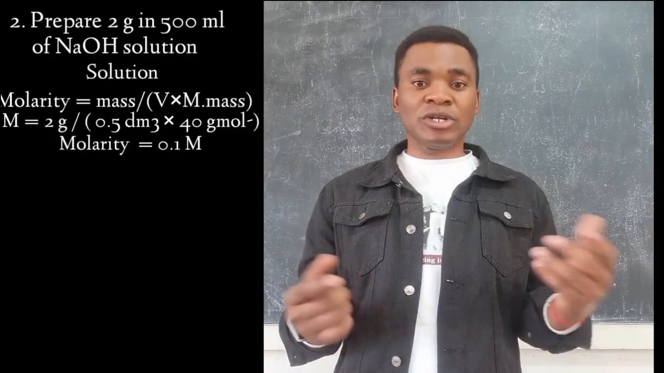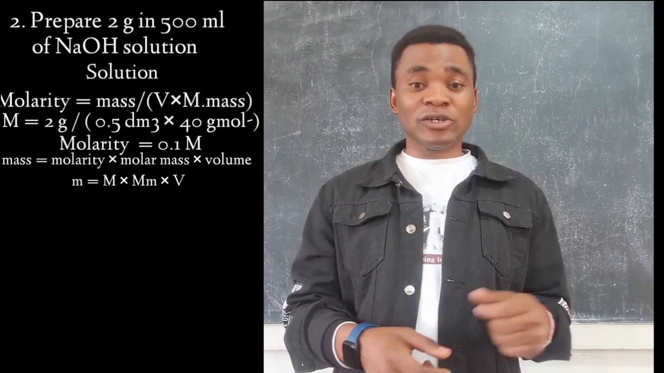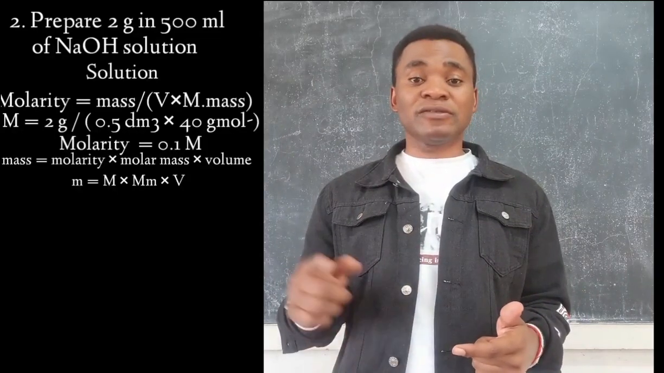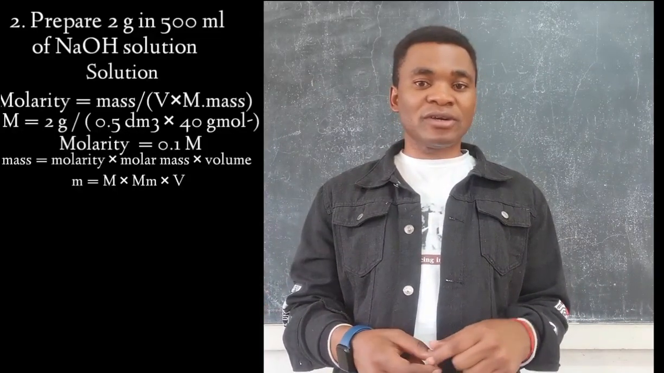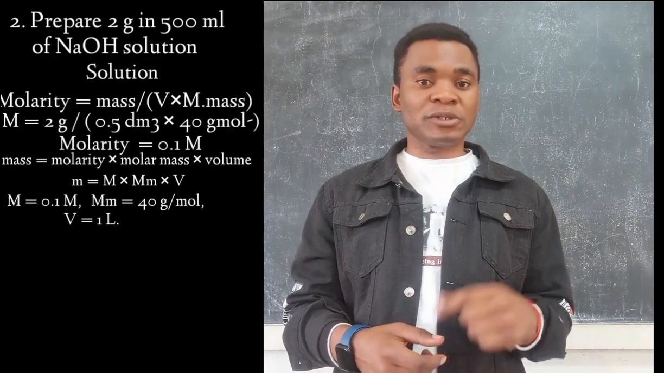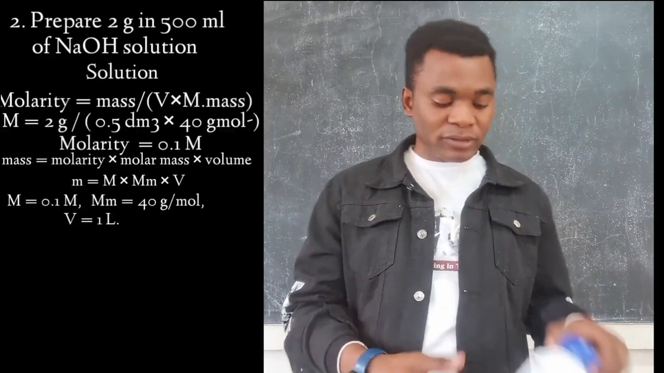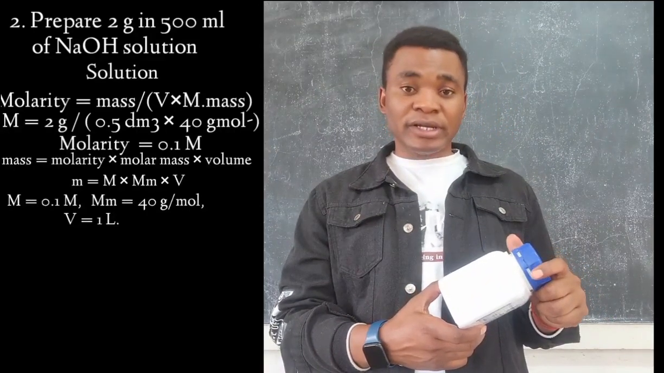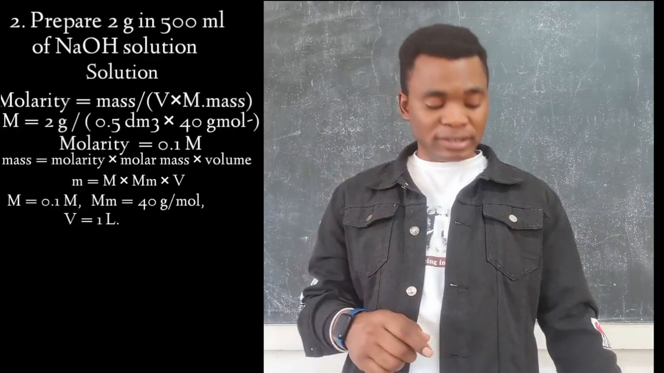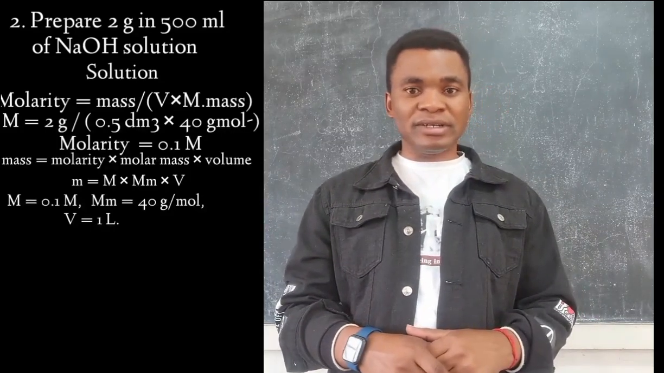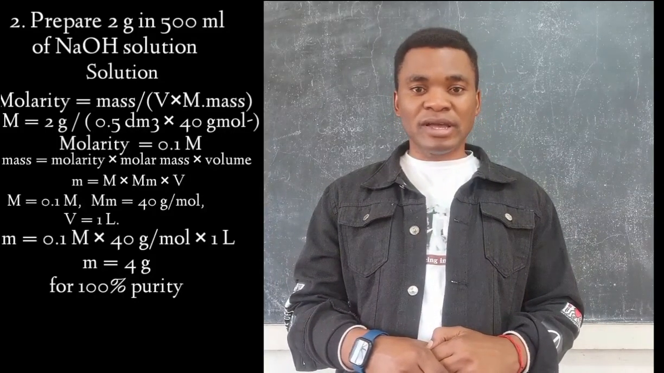Now we go back to the normal relationship which says mass is equal to molarity times molar mass times volume required. Molarity calculated here is 0.1 moles per decimeter cube, while molar mass is 40 grams per mole, read here directly from the container. And the volume required is 1 liter. So when we multiply here, we get 4 grams.